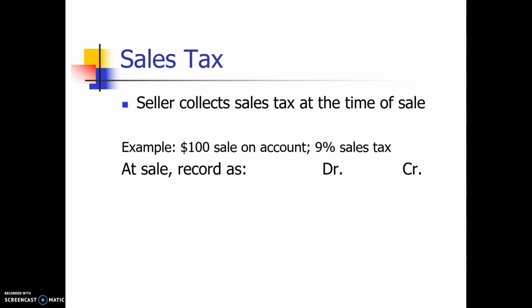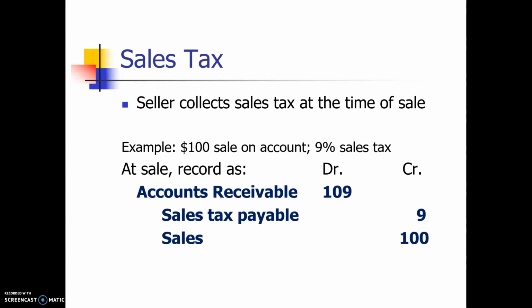So let's take a look at if there was a sale on account and there's 9% sales tax. The way we would record that: we would debit accounts receivable for $109, the $100 that the customer owes us, plus the $9 of sales tax. 100 times 9% is 9 that we're collecting and we're going to be paying over to the government. We'll credit sales tax payable for the $9 that we owe to the government, and then sales revenue for the $100 that we've earned.